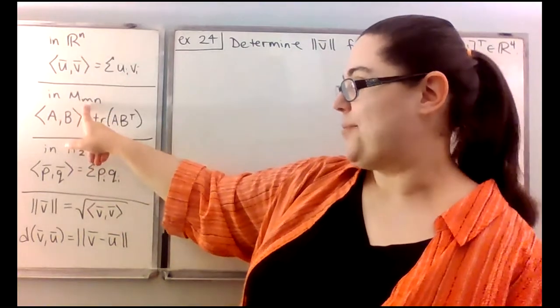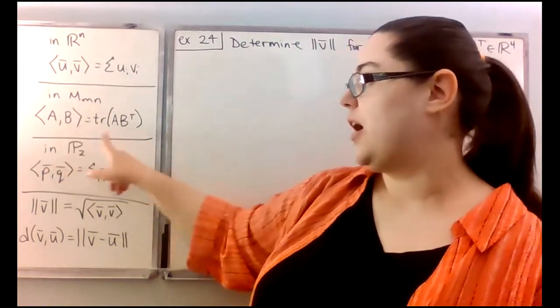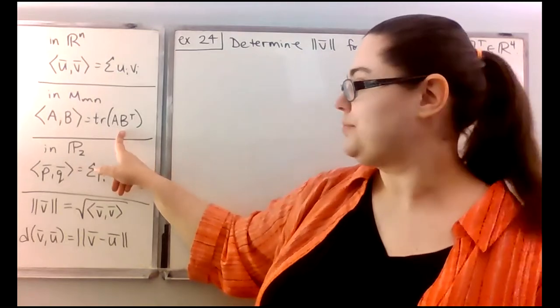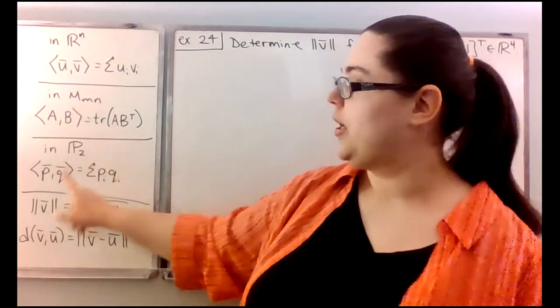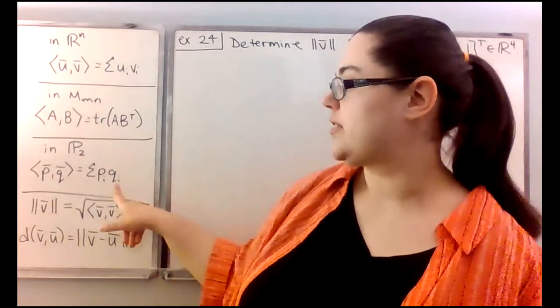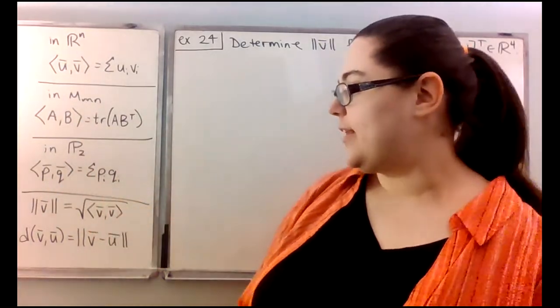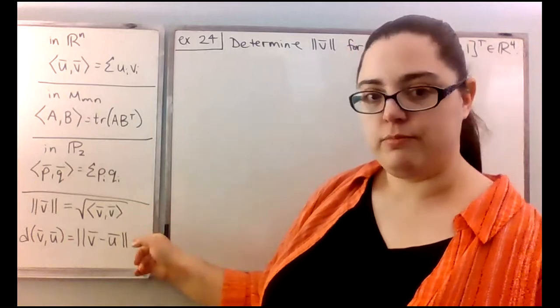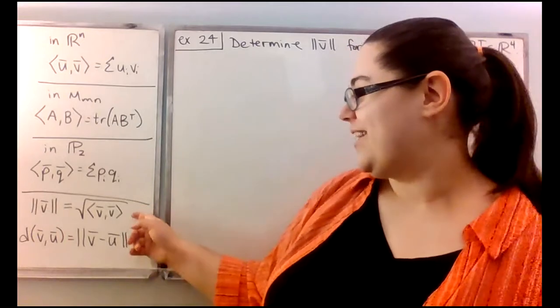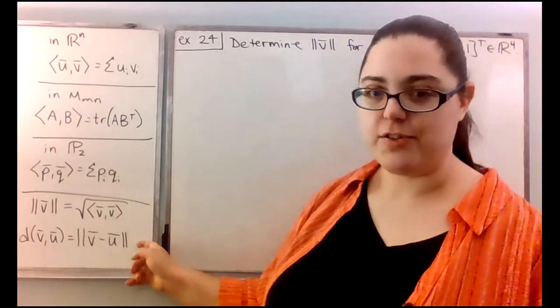In Mn, the inner product of our 2 matrices is going to be the trace of AB transpose. And if I'm living in P2, then the inner product of the 2 polynomials, super similar to the dot product, is going to be the sum of the products of the corresponding coefficients. And then I have just our definitions from today, from this video. Here we have our norm of V, and this is our distance between 2 vectors.